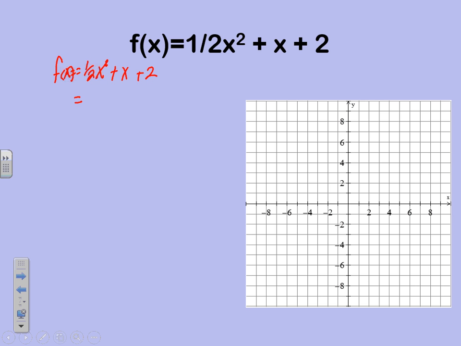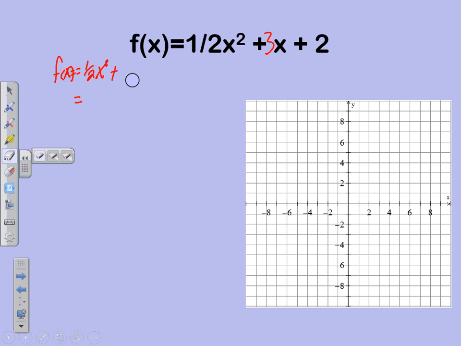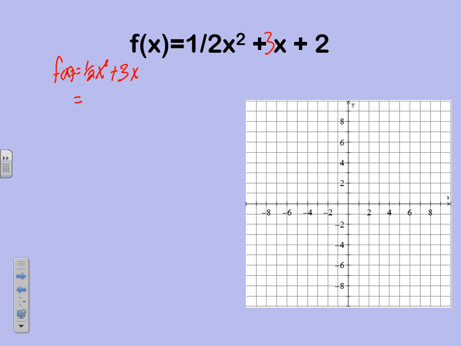If I factor out, well, I'm sorry, this is a typo. This actually is supposed to be 3x. My apologies. Let's clean this up just a little bit. So plus 3x plus 2, that's a typo. So let's go ahead and work this out.